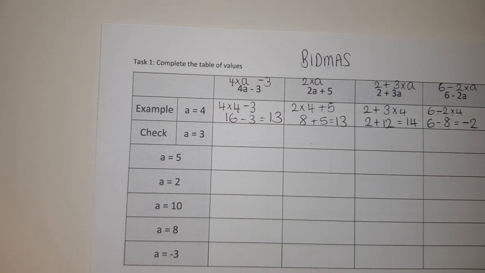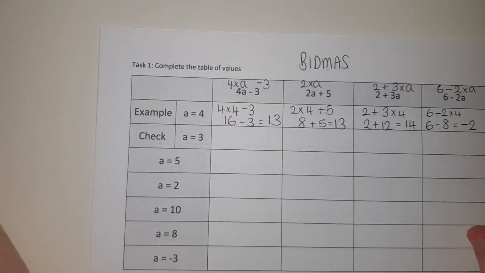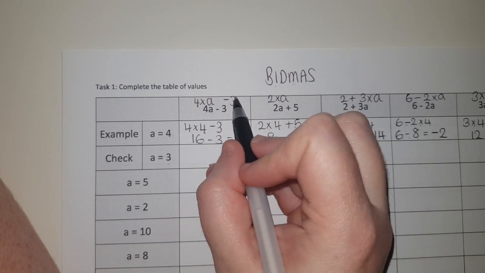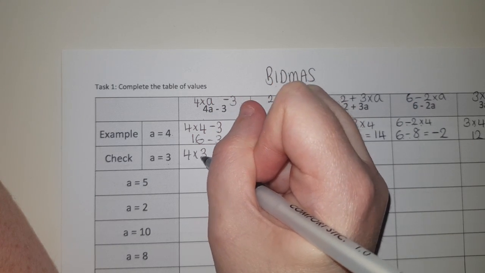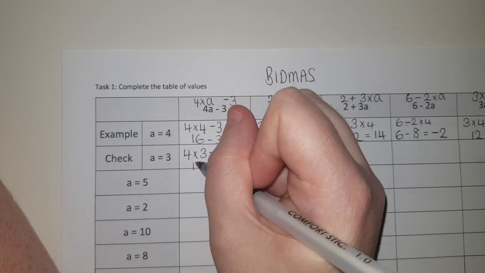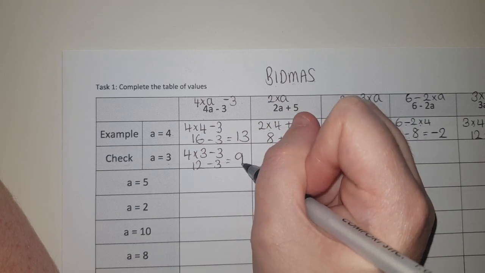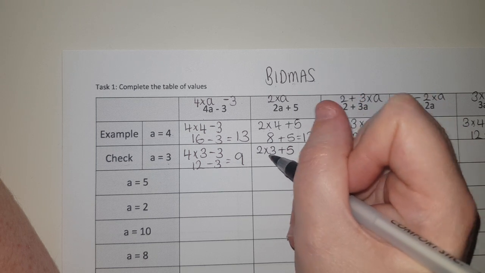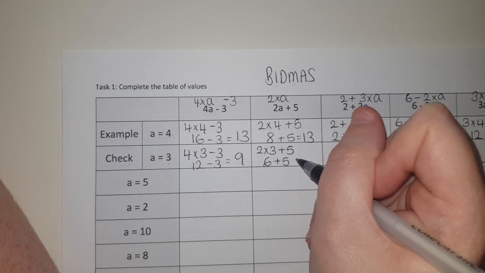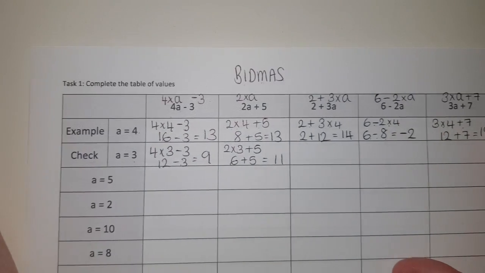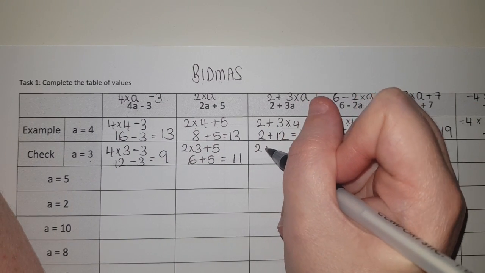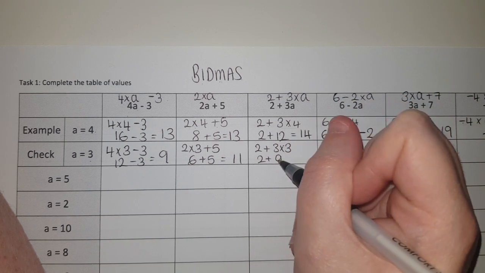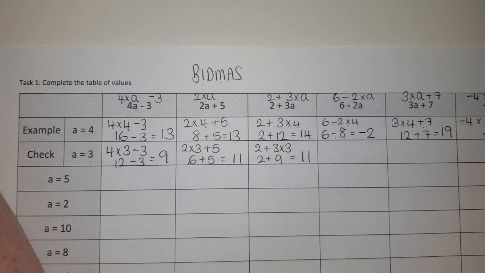Okay, so hopefully you've paused the video and you're just playing it now to check your answers. So when a = 3, remember this is our equation, 4 times a minus 3. So I'm doing 4 times 3 this time, and then take away 3. So I've got 12 subtract 3 is 9. The second one, I've got 2 times 3 and add 5. Well, 2 times 3 is going to give me 6. If I add 5 to that, I've got 11. The third one, I've got 2 plus 3 times 3. 3 times 3 has to be done first. So I've now got 2 plus 9. That gives me 11 again.